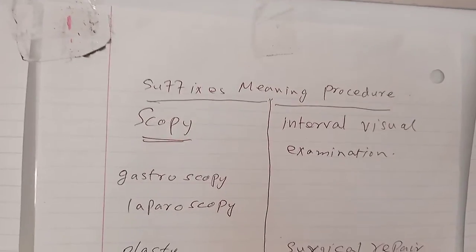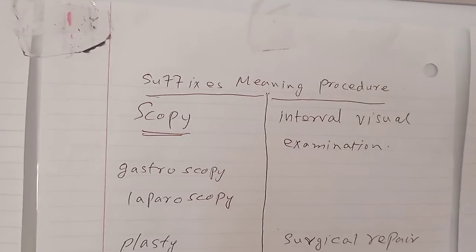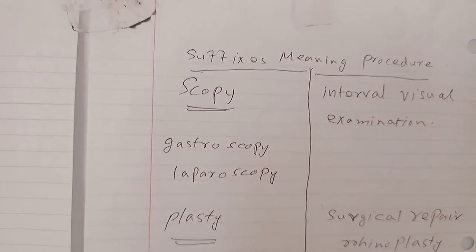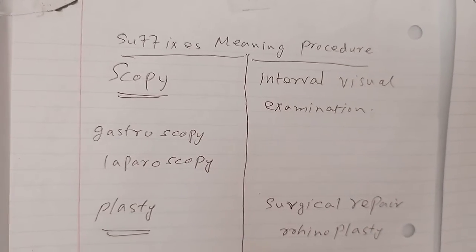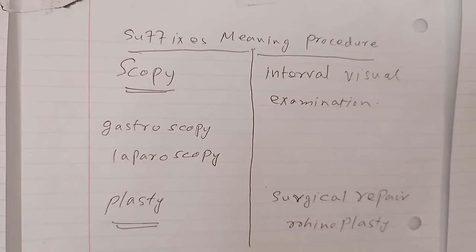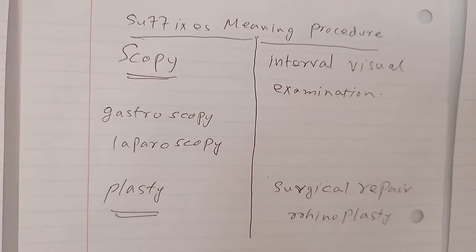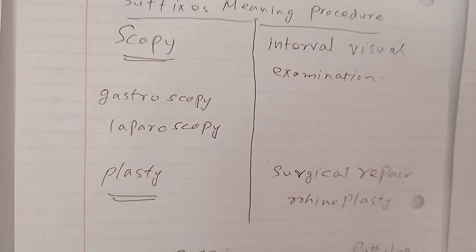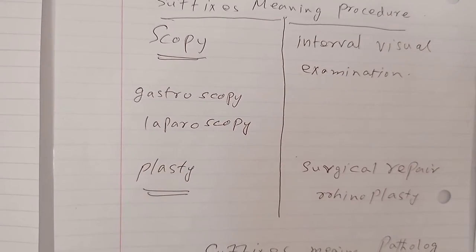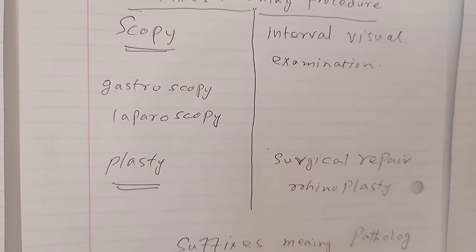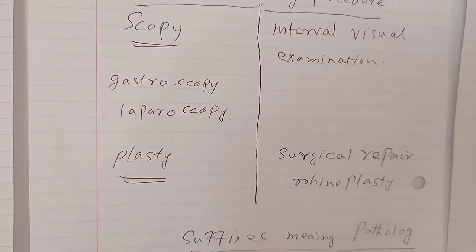Now I am going to give you some more examples of suffixes which mean procedure. Scopy. Scopy is internal visual examination, and scope is the instrument with which we do scopy. Example is gastroscopy. We take a gastroscope and do the gastroscopy. We can visualize the stomach from inside. Laparoscopy. Lapar is abdominal wall or abdominal cavity. So we can internally visualize the abdominal cavity from inside.